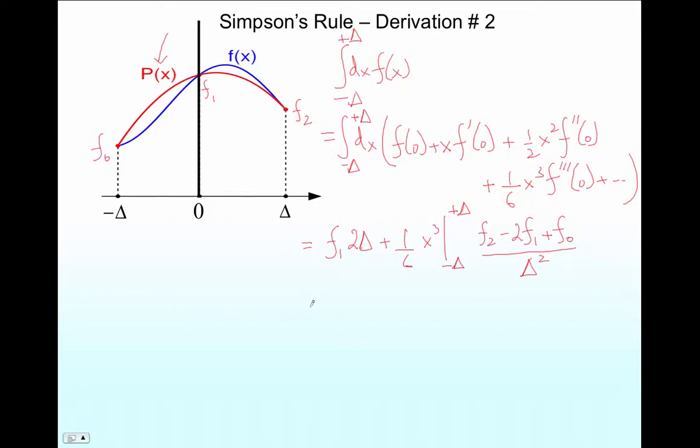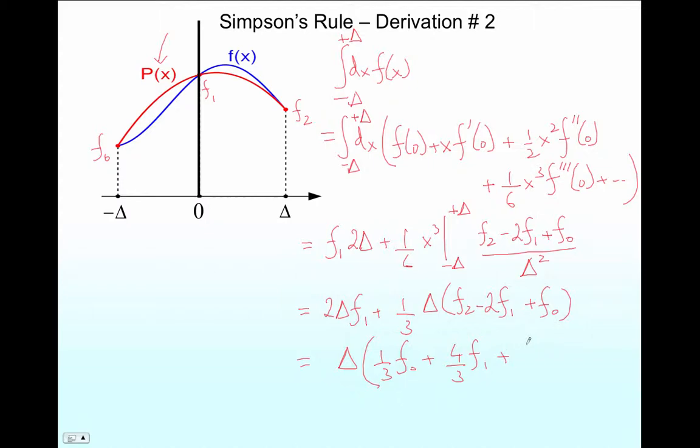Okay, so now let's write this out. This is 2 delta f1 plus, now from here we get 2 delta cubed, and so we get 1/3 delta, and all of this then, f2 minus 2f1 plus f0. And of course, when you take delta out, this is exactly what we had earlier. This is delta times 1/3 f0 plus 4/3 f1 plus 1/3 f2.